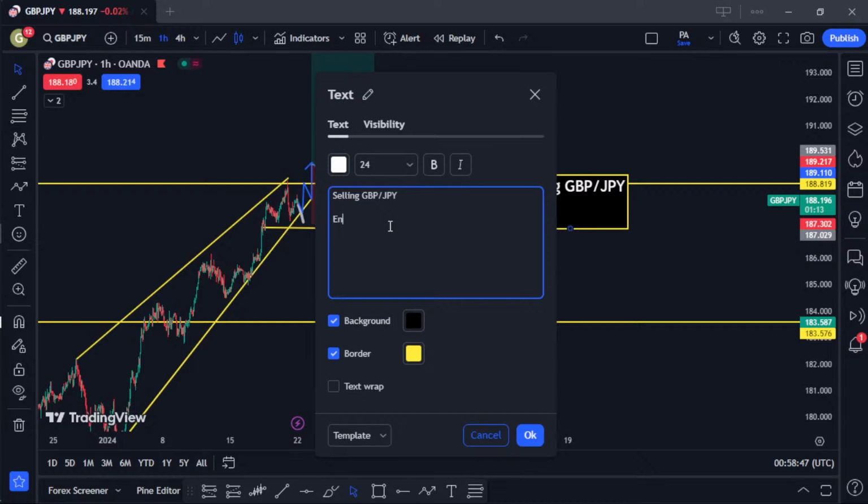Here is its entry: 187.302, stop loss at 189.217, and then your take profit should be at 183.587. So this is your take profit one.